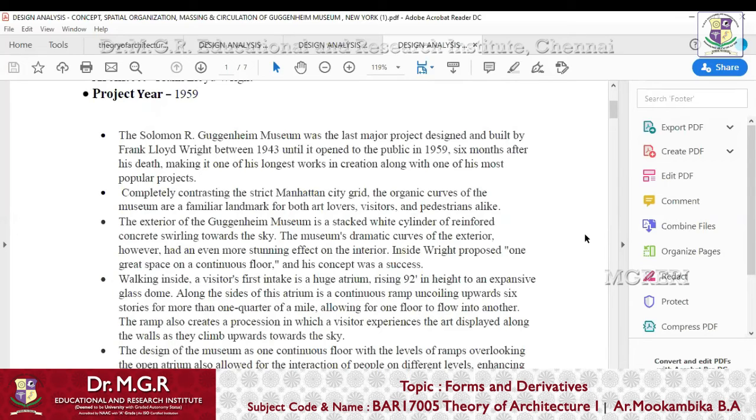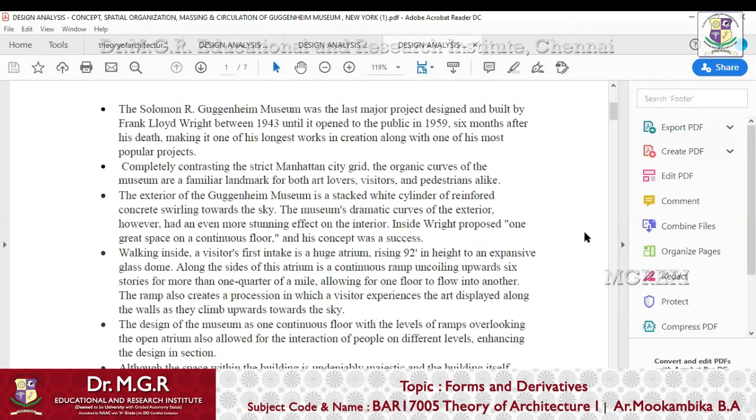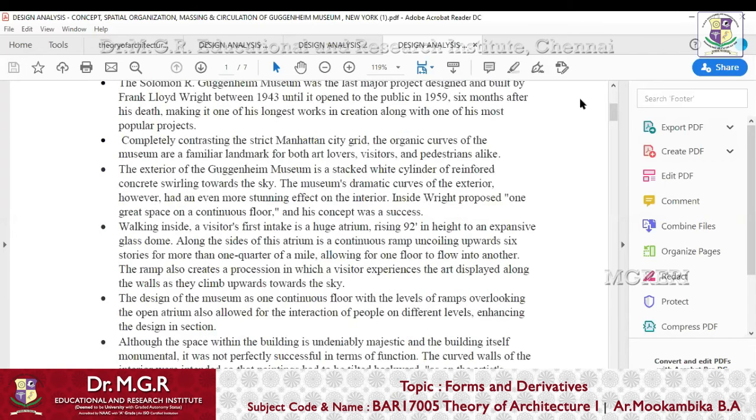The exterior of the museum is a stacked white cylinder of reinforced concrete swirling towards the sky. The museum's dramatic curves on the exterior had an even more stunning effect on the interior. Inside, Wright proposed one great space on a continuous floor, and his concept was a success. Walking inside, a visitor's first sight is a huge atrium rising 92 feet in height to an expansive glass dome.